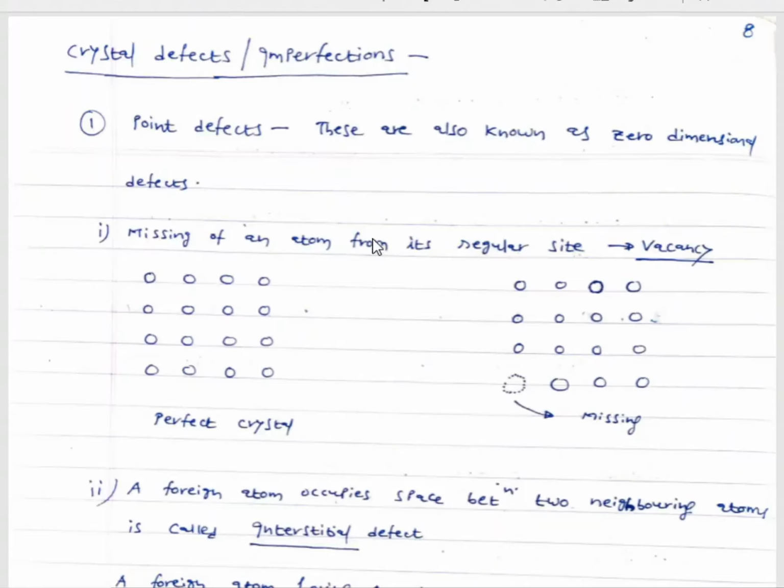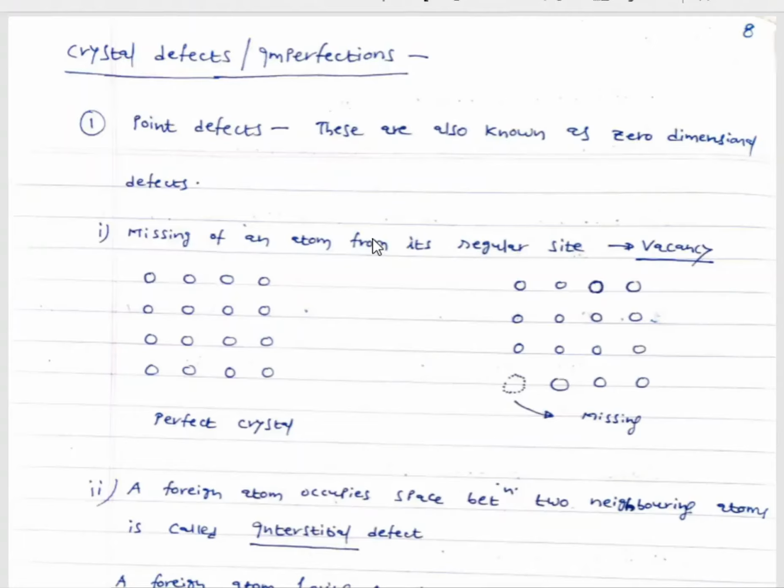Missing of an atom from its regular site is called vacancy type of point imperfection. This kind of point defect is normally observed in pure metals like silver, copper, gold, etc. On the left hand side, the diagram shows the perfect arrangement of atoms in a crystal. It is a 2D diagram; in the unit cell, we had seen a 3D diagram. On the right hand side, an atom is missing from its regular position, so this is called vacancy type of imperfection.